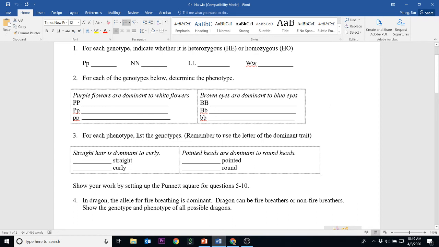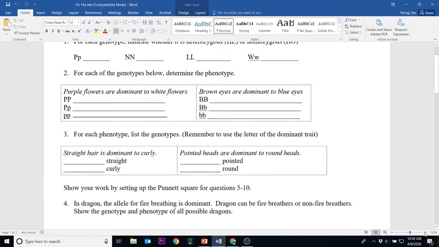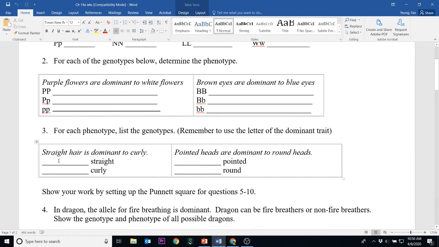I ask you to list the genotypes, and straight hair is dominant to curly hair. Okay. So how would you write the genotype here? Yeah, give me the answer for this one. What would the answer be for this one? So let's make sure you get it right.